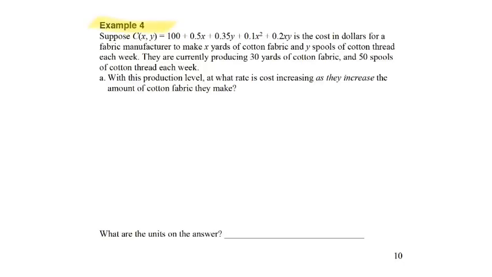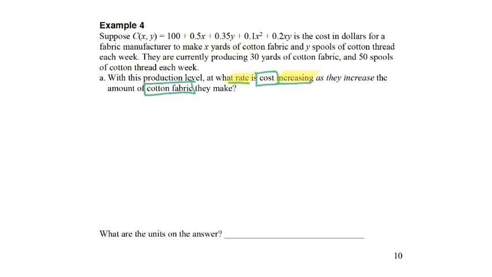Now we can go ahead and do example 4, which is a multivariable function. The question reads, suppose that C of x,y is the cost in dollars for a fabric manufacturer to produce x yards of cotton fabric and y spools of cotton thread each week. They are currently producing 30 yards of cotton fabric and 50 spools of cotton thread. Part A. With this production level, at what rate is the cost increasing as they increase the amount of cotton they make? So here's the important part.